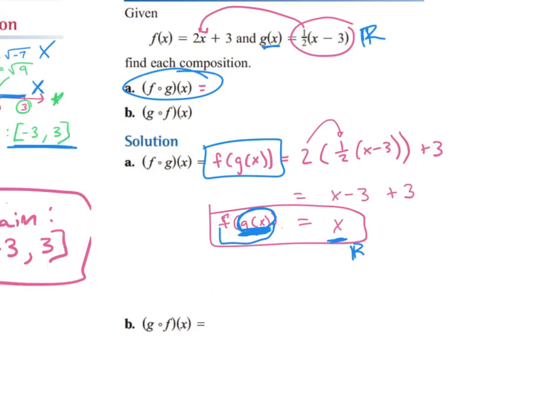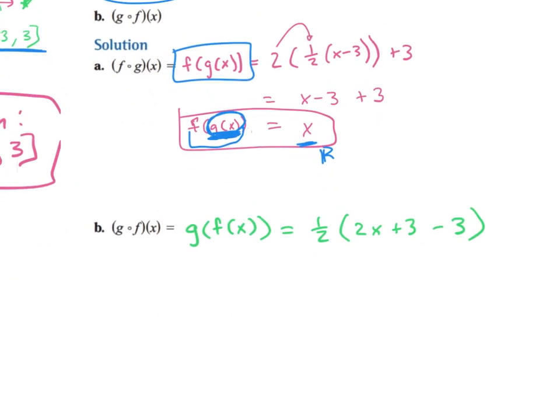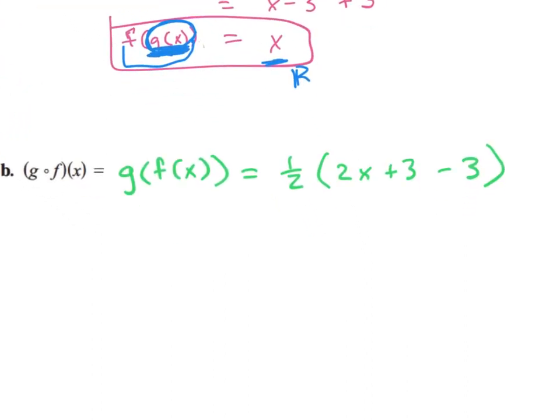So now for g of f of x, we take g of x and we plug in our f of x. So we're going to plug our f of x into our g of x. So I have 1/2 times 2x plus 3, minus 3. What do I do first to simplify this?